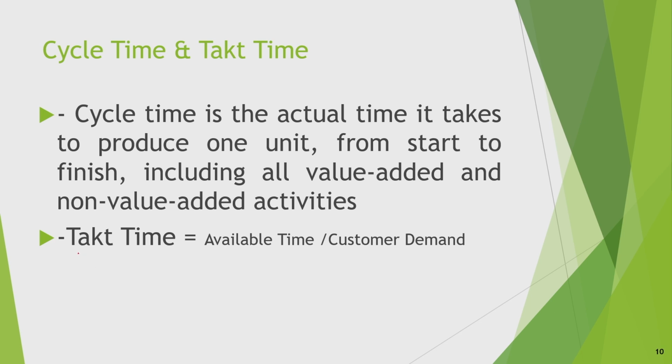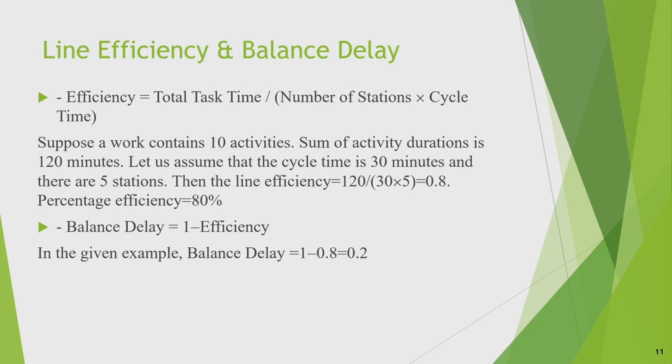Takt time is defined as available time divided by customer demand. That means it is the time allowed to you for making one product. If I have an 8-hour shift, but customer demand is 8 machines per day, my takt time comes out to be only 1 hour. So takt time will guide you, and cycle time has to be smaller than takt time.